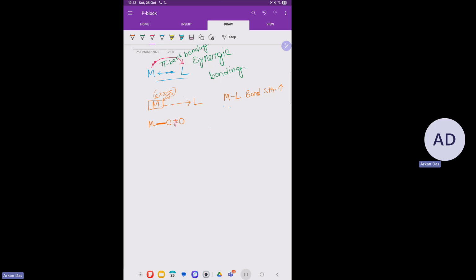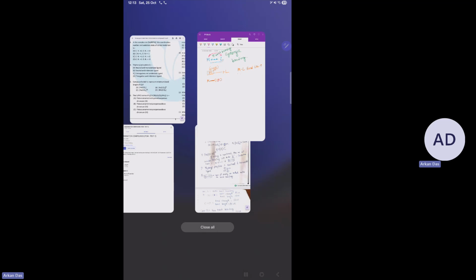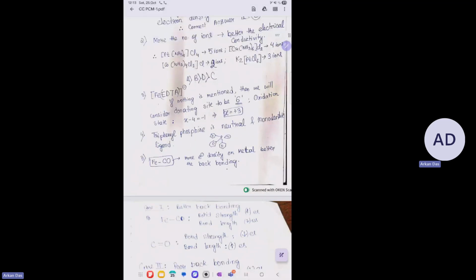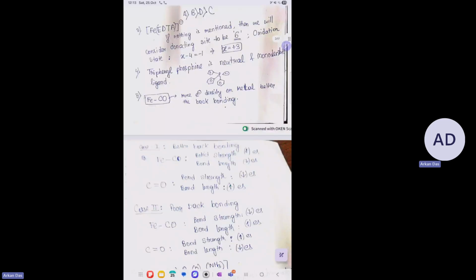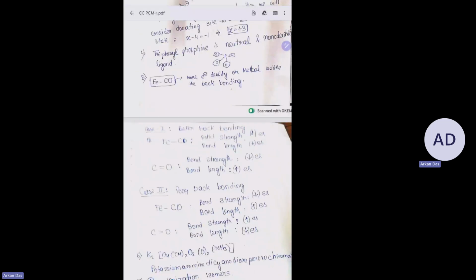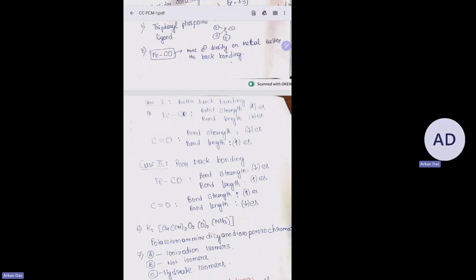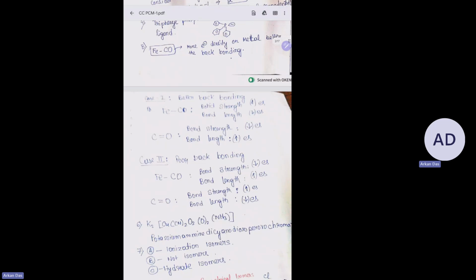So henceforth, we will be studying the whole fact in two cases. Case one, metal back bonding will lead to the iron-carbon bond strength increasing, and whenever the bond strength increases, bond length decreases. If the iron-carbon bond strength increases, then what will happen to the carbon-oxygen bond strength? That bond strength will decrease because they are vice versa, and the bond length will increase.